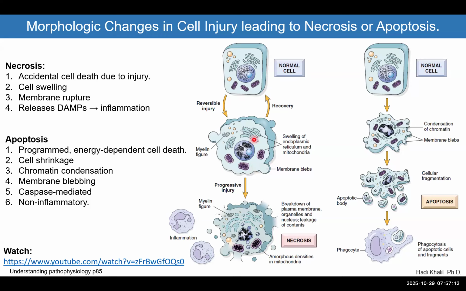And remember the DAMPs that we described. These DAMPs will be released, and therefore will induce an inflammatory response that will call the immune cells, and most probably other immune cells other than the neutrophils, to the site. So this is a brief overview of the difference between apoptosis and necrosis.